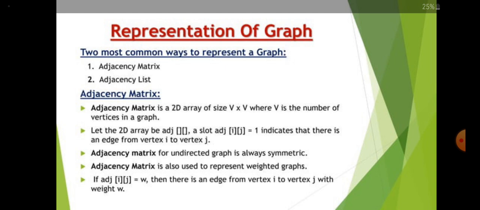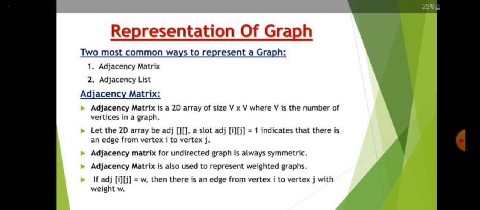Representation of graph. Two most common ways to represent a graph are the adjacency matrix and the adjacency list. Now the adjacency matrix. An adjacency matrix is a 2D array of V cross V, where V is the number of vertices in a graph. Let the 2D array be adj, and the slot adj[i][j] equal to 1 indicates that there is an edge from vertex i to vertex j.